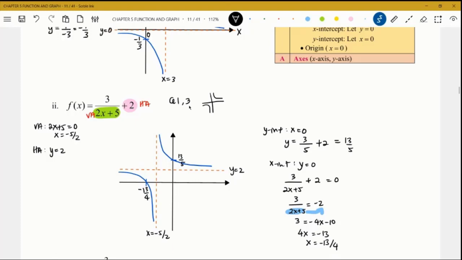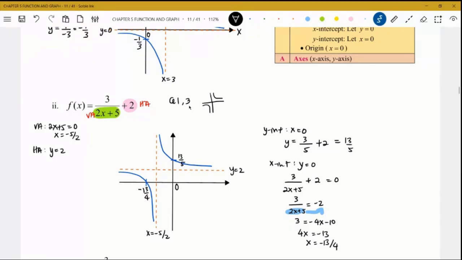So bila paper kamu dapat pada pemeriksa, kamu punya graph dah pudar sikit. So this one will be backup for your values on the graph. So this one you have to put on your solution paper. Okay. So we already have the y-intercept and x-intercept. So we need to put your 0 ataupun origin.